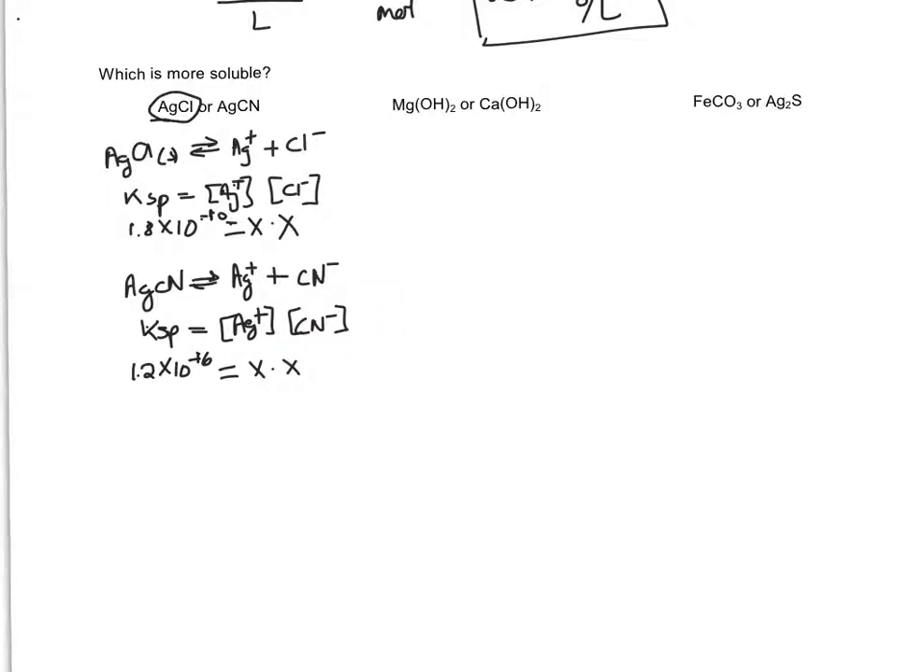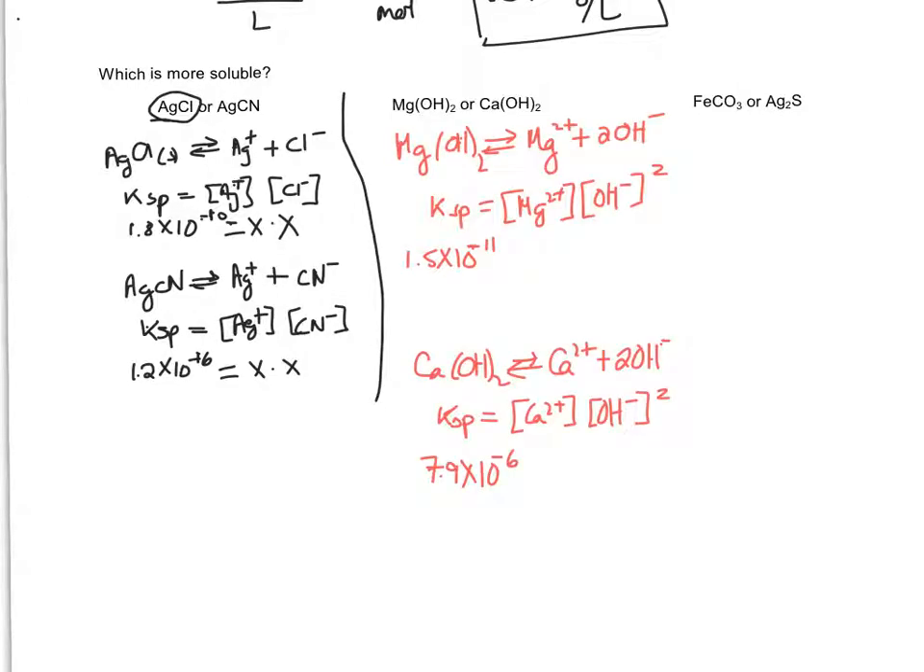So if you look at the next one, where we have MgOH2 and CaOH2, they also have the same ratio. So you can just compare the Ksps right away. But just to show you that, I'm going to write out the equations to show you that they are the same ratios. So here are the dissociation equations and the Ksp expressions for both of them. They're both 1 to 1 to 2, 1 to 1 to 2.